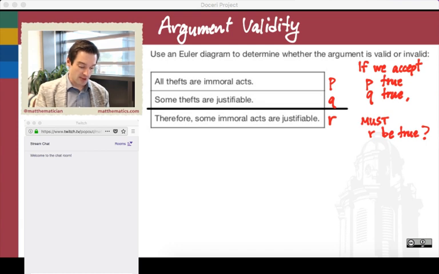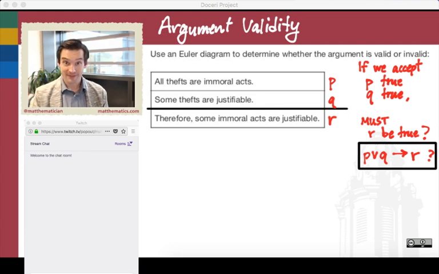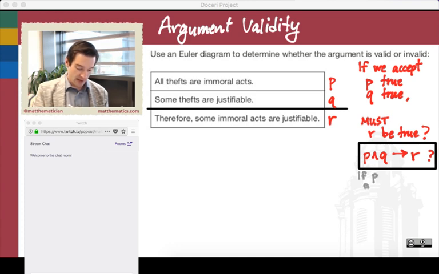So another way to write that as a logical form is to say, if we accept that P and Q are both true, so P and Q, must it follow that R is true also? So using the logical notation that we built up over the last week or so, remember, oh, I'm sorry, I screwed this up. Typo. P and Q. If we accept that P and Q are true, then is it true that R is true? That's what we have to figure out.